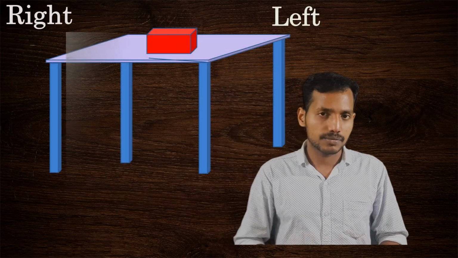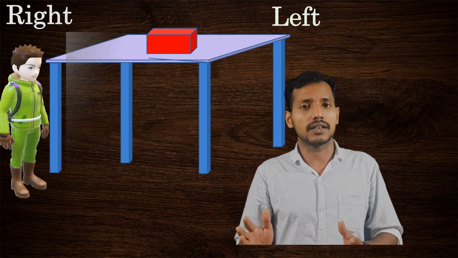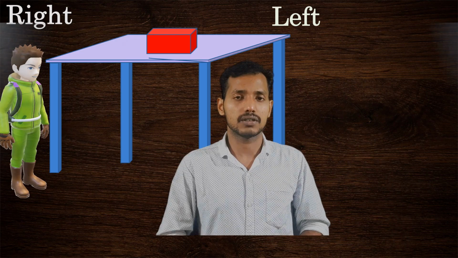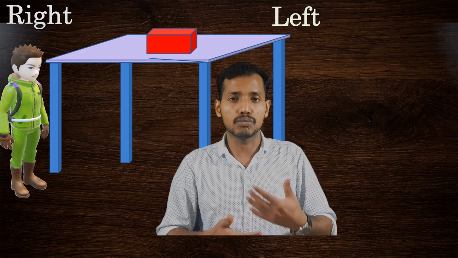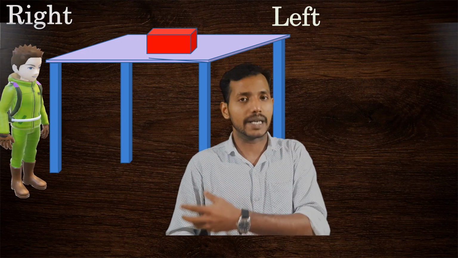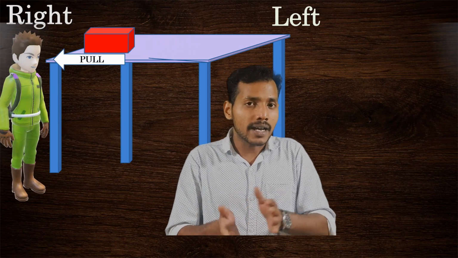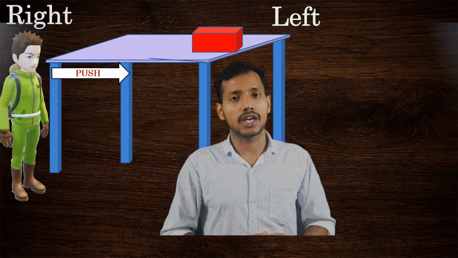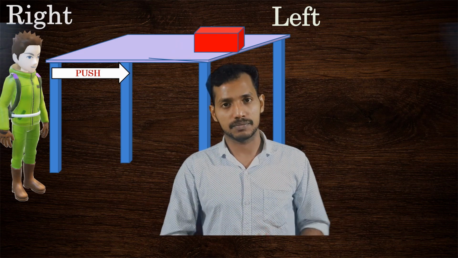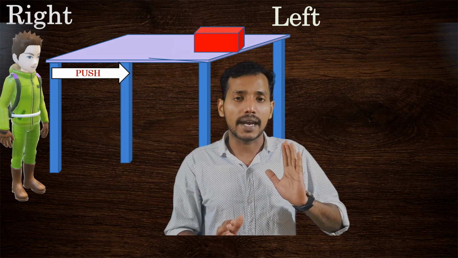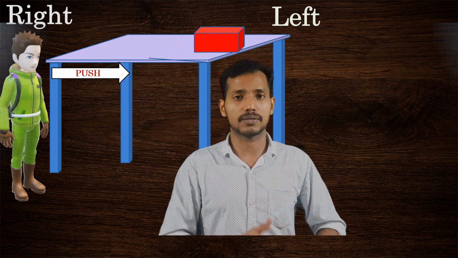A boy is standing right to the table. Here we can see a boy is standing right to a table and a brick is placed on the table. Suppose he wants to make that brick move towards him. He needs to pull the brick. On the other hand, if he wants to make that brick move away from him, he needs to push it. To make the brick move, he needs to do either an action, a pull or push.